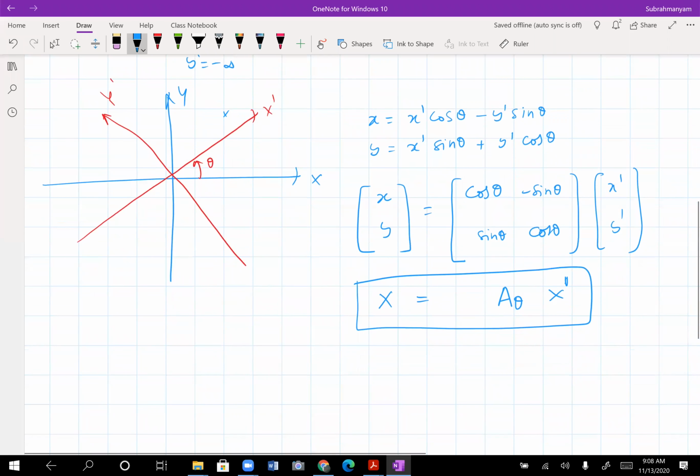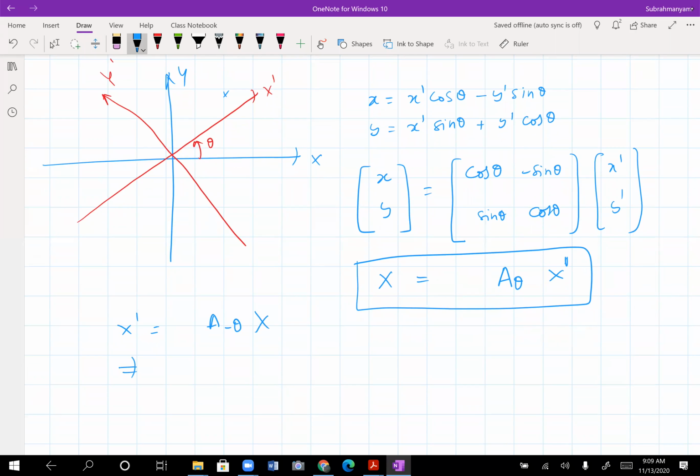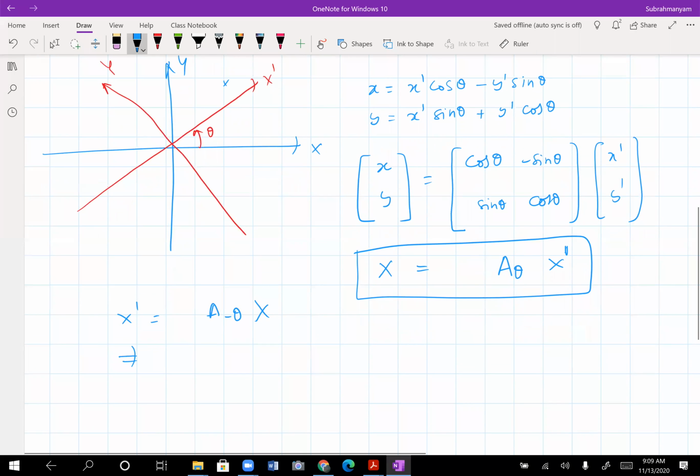Now we also derived the values for x dash from this. That turned out to be x dash equal to A of minus theta times x, right? This is the expression we got. How did we get that? You just multiply both sides with the inverse, and A theta inverse would become A minus theta. That's what we got. So if you want me to write it now in the full form, it would be x dash equal to x cos theta plus y sin theta.